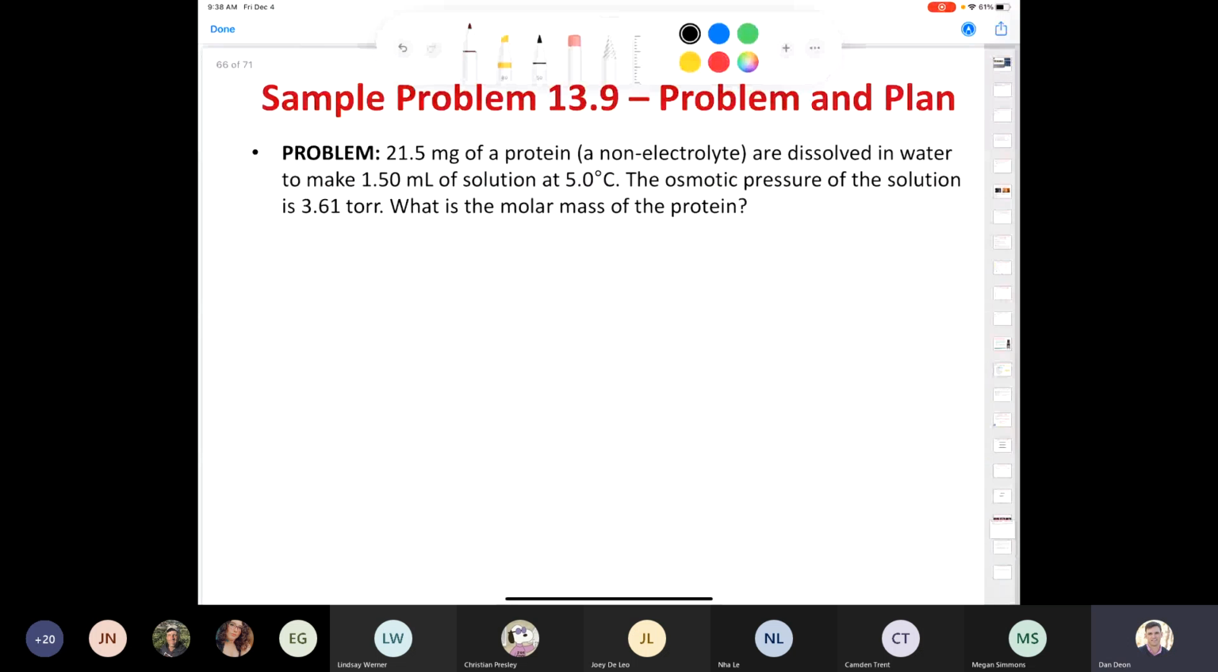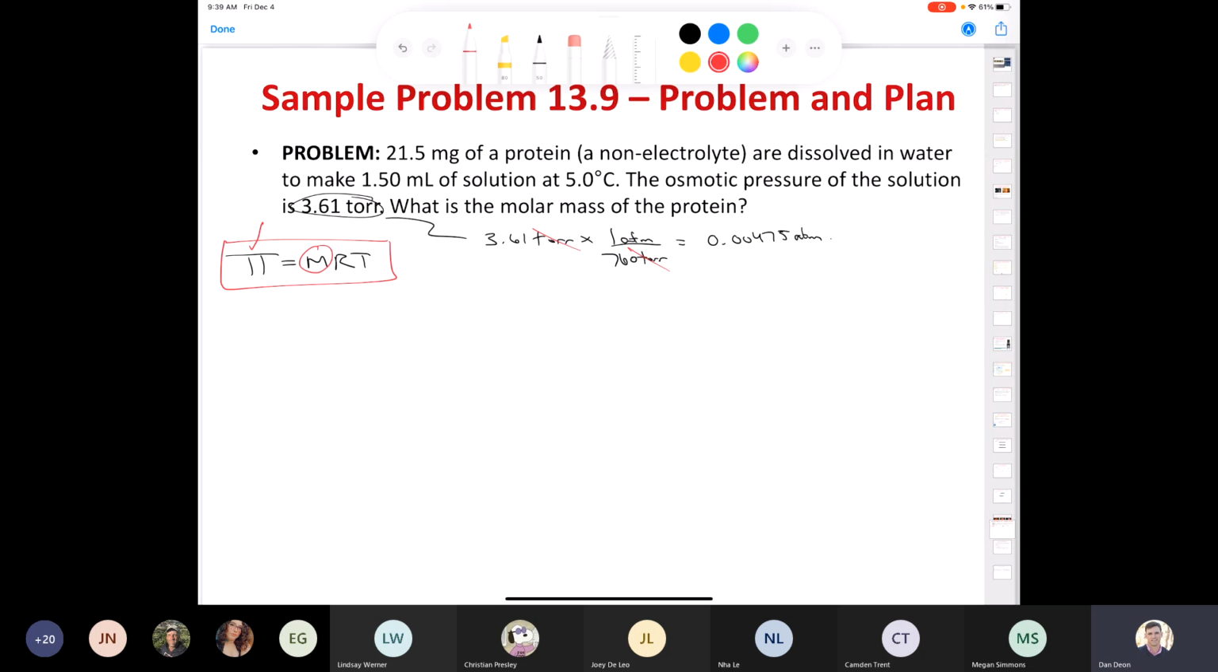First, let's start by writing out our formula. Pi is equal to M times R times T. Well, we're given our atmospheric pressure in torr, so I'm going to convert that into atmospheres. I know 3.61 torr, and I know that in 1 atmosphere, I have 760 torr. And so torr cancel out, and I get my pressure in atmospheres, and it's 0.00475 atmospheres.